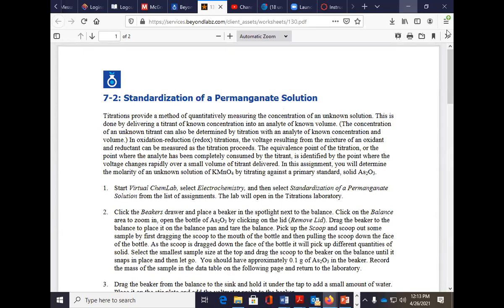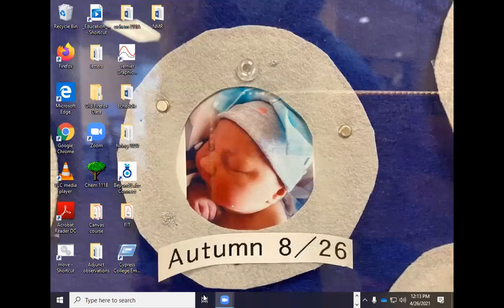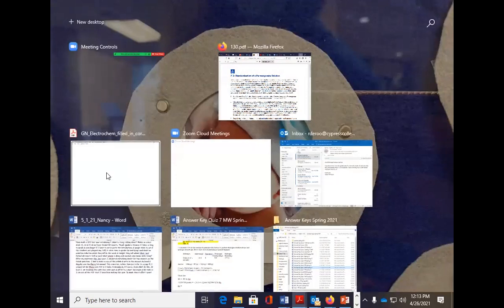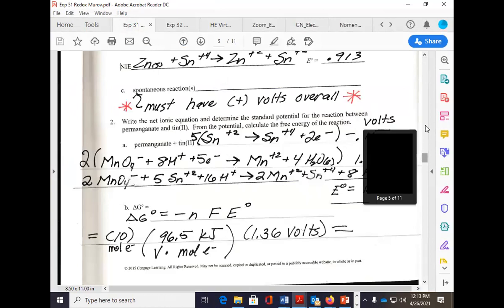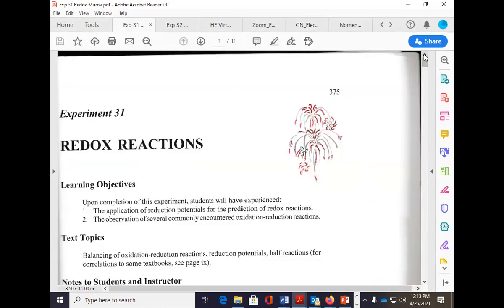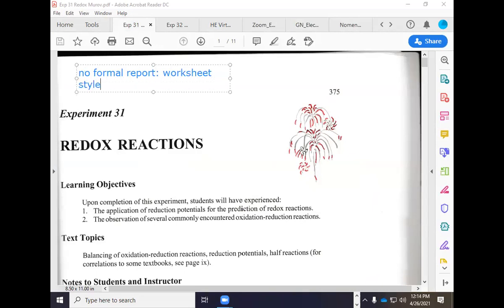Okay, and then, okay, so now we're going to go to the Marav. That's going to be back over here. Experiment 31. Okay. Oopsie. My goodness. Okay, so this is from your laboratory manual. So no formal lab report. It's going to be like a worksheet.